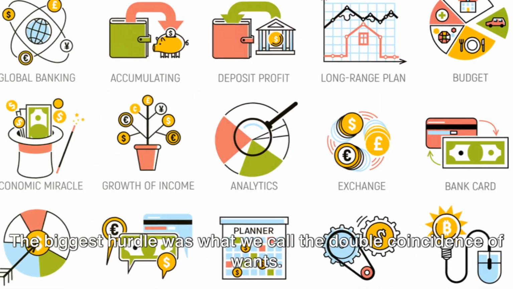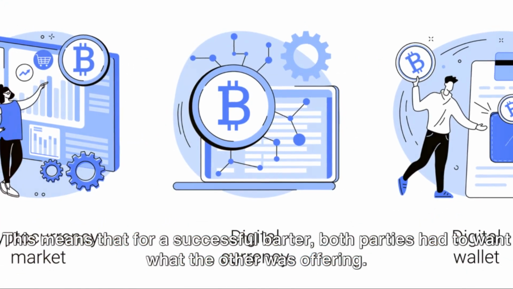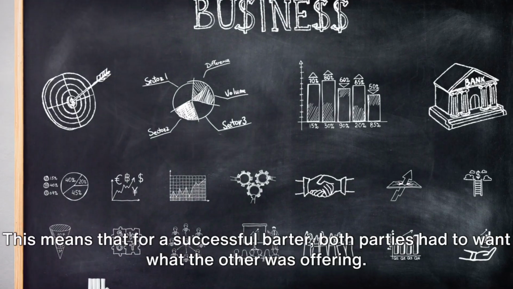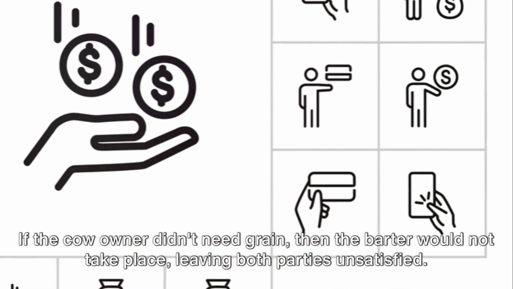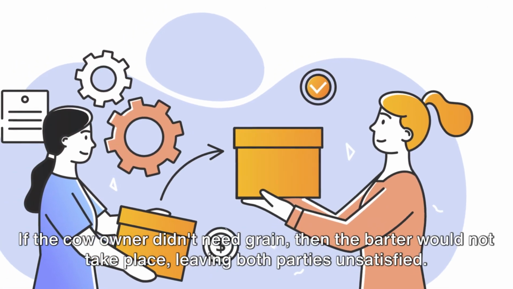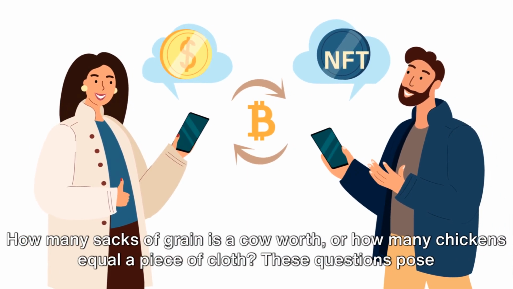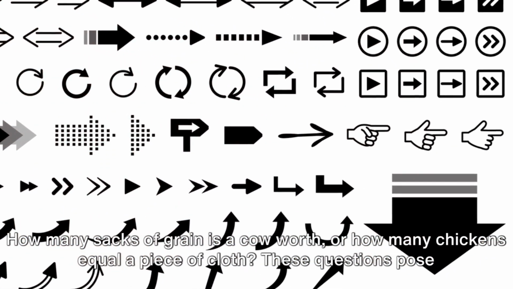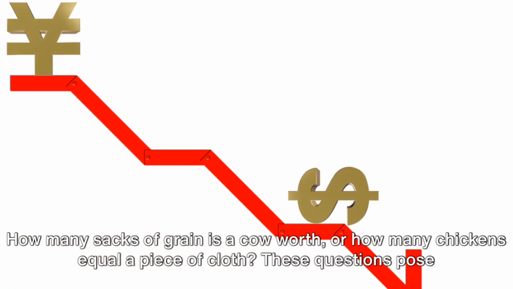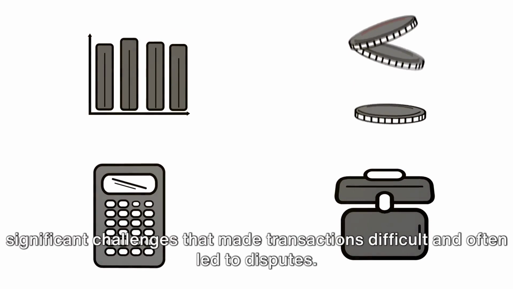The biggest hurdle was what we call the double coincidence of wants. This means that for a successful barter, both parties had to want what the other was offering. If the cow owner didn't need grain, then the barter would not take place, leaving both parties unsatisfied. Another issue was the lack of a common measure of value. How many sacks of grain is a cow worth? Or how many chickens equal a piece of cloth? These questions posed significant challenges that made transactions difficult and often led to disputes.